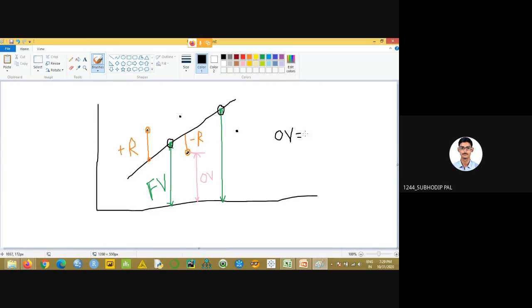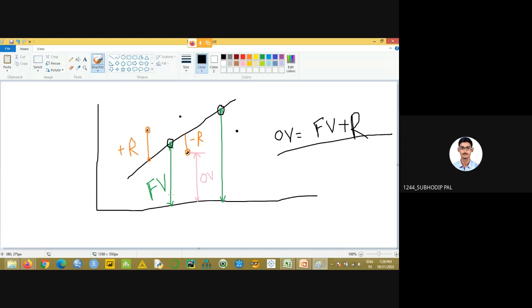Observed value is equal to, what will be the formula? From this diagram also you can write fitted value plus residual, right? Am I correct or wrong?